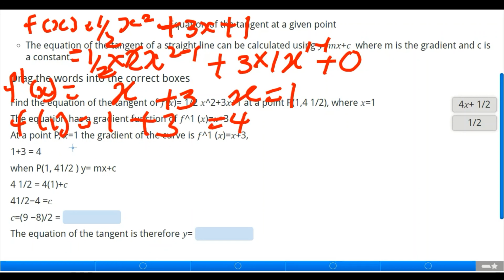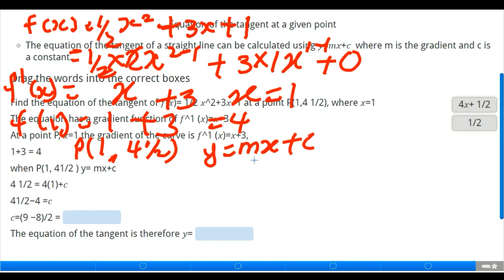Now they gave us this point where x is 1 and y is 4 and 1 over 2. We should use the formula y equals mx plus c to get our constant. So from here, if you look at it, the gradient has been derived to be 4, right? Now, x is what? Under this point, x is 1, and y is 4 and 1 over 2.